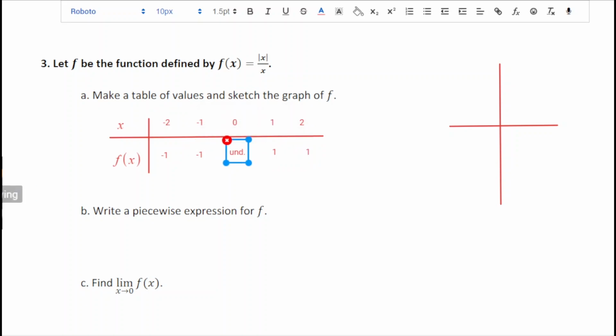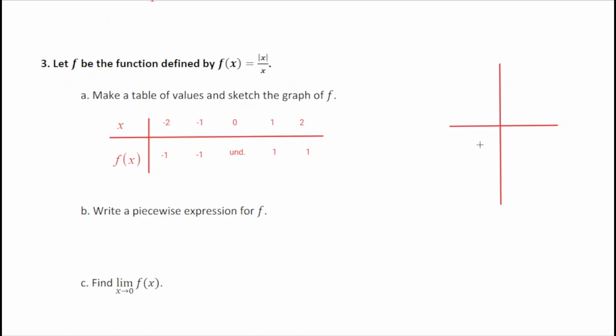So if we're trying to think about what this graph is going to look like, basically here's where -1 is. Here's where +1 is. We're going to have an open circle up here and down here, and have a horizontal line going from the left along -1 and going towards the right at +1. So this is what the graph looks like.